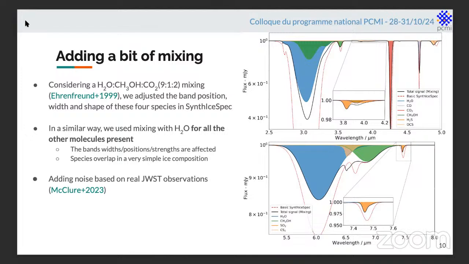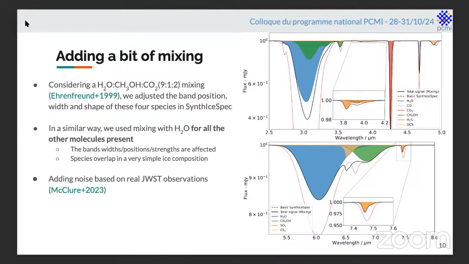And from these new band parameters, we could get the spectra that I show you. For the sake of clarity, this one is in the NIRSpec observing wavelength range, and this is one part of the MIRI wavelength range. So what happens is that, as you can see, some vibrational modes are overlapping with each other. For example, this is the water band overlapping with the methanol band.